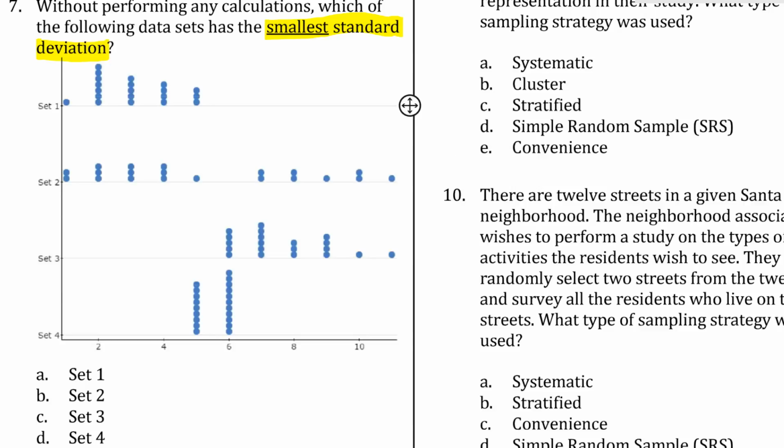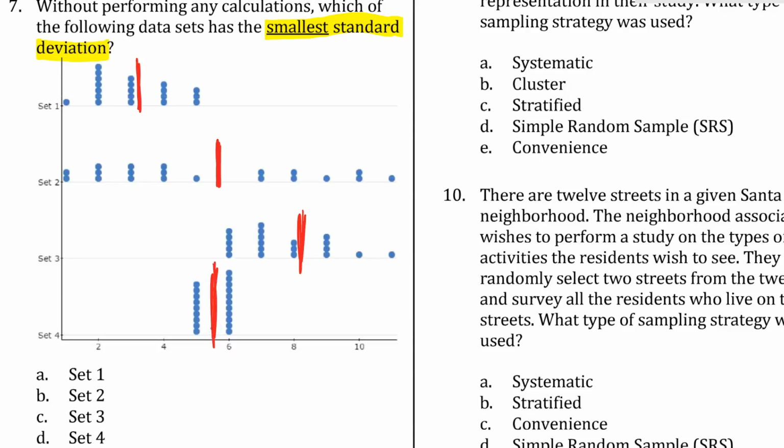So if we look at each of these, we can't come up with the exact mean, but we can estimate where we think the mean might be. Like here, set 1 would be there, 2 would be right here, 3 would be up here, maybe a little bit. Yeah, that's fine. And 4 would be right around here.